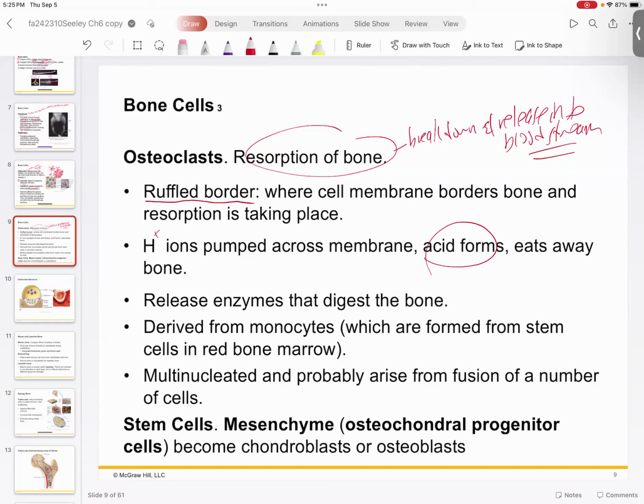And so this basically, if you remember your 1080, right? Hydrogen ions is basically what makes acidity. And so when you pump hydrogen ions into the space, it forms an acid, and the acid basically dissolves away the bone and eats away the bone. It also will release enzymes that will digest the protein portions of the bone.